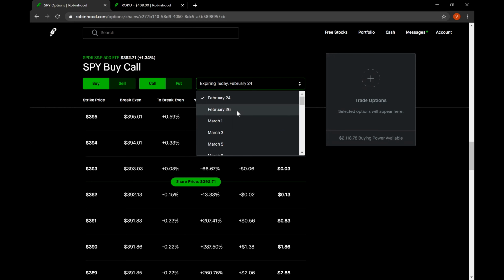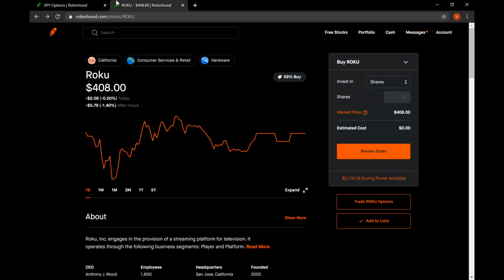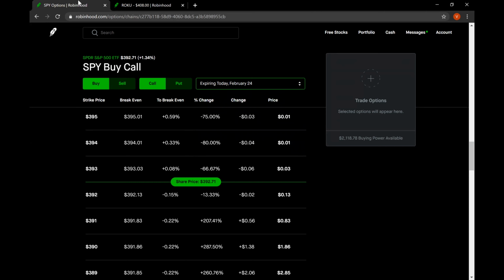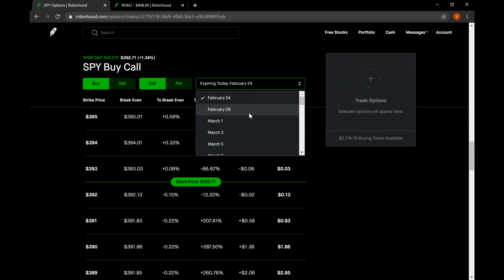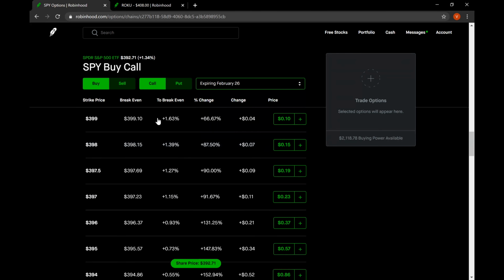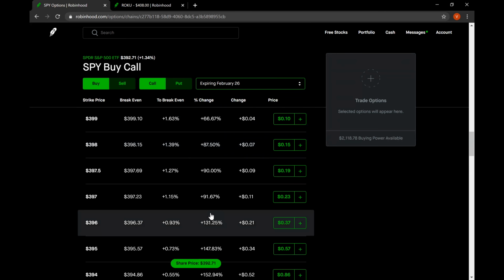One thing to keep in mind is SPY is the only stock ever to have 3 expiration dates in a given week. So looking at next week, March 1st, March 3rd, March 5th, SPY has 3 different expiration dates in a given week. So Monday, it's the 1st, Wednesday, it's the 3rd, March 5th, it's the Friday. And other stocks, like let's say Roku, they only have an expiration date once a week, which is on Friday. So let's say we're going to change this to the 26th, which is this Friday, and we'll be looking at the call options and the put options for the expiration date of the 26th.